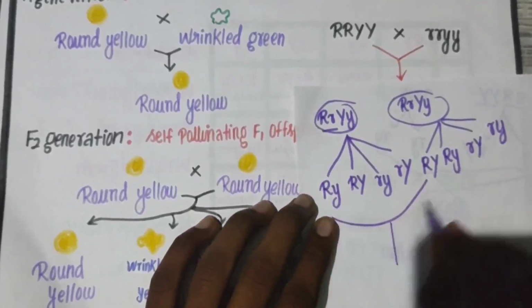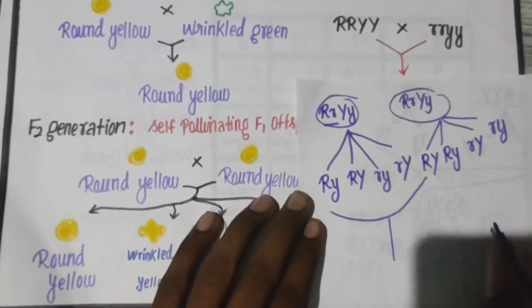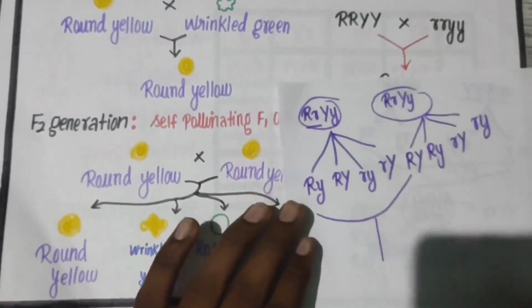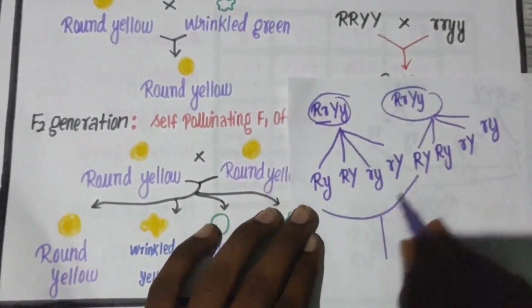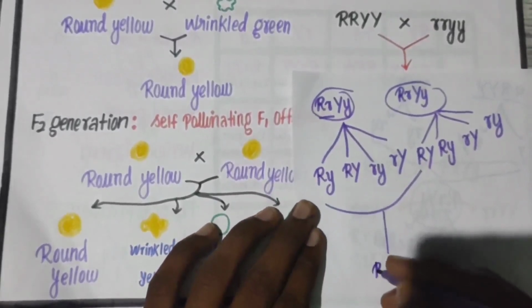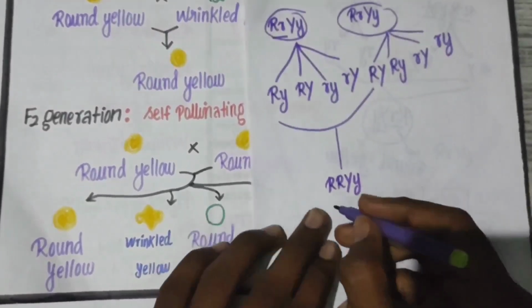Similarly, you have to combine and check the result after fertilization. Listen to me very carefully. Now when these two gametes combine, what is the result? Capital R, capital Y, small y. Now what will be the phenotype?